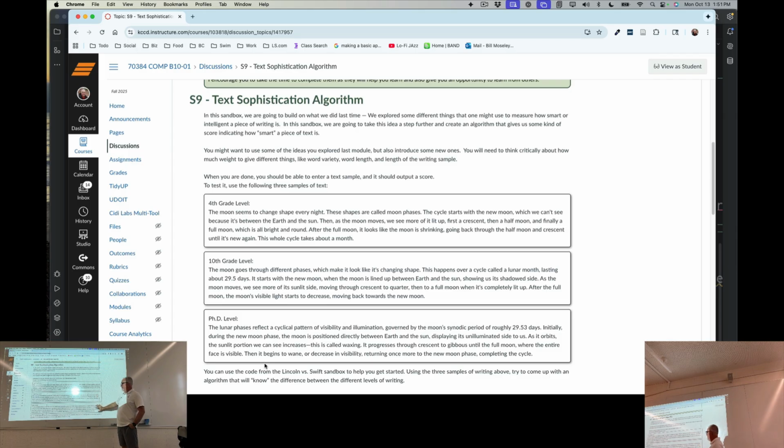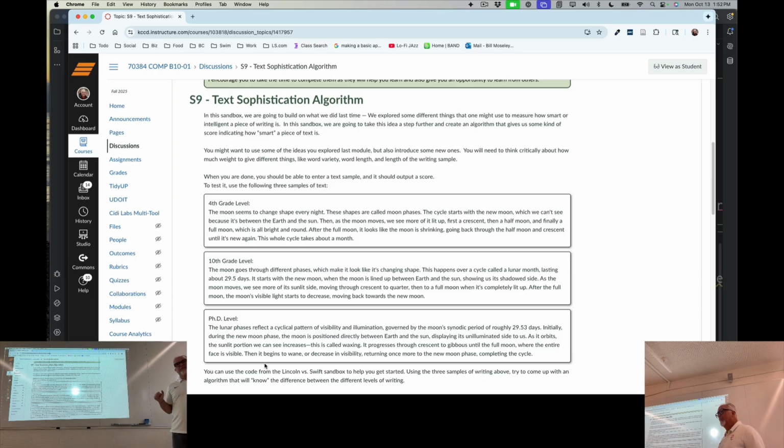3 pieces of text. The 3 pieces of text all talk about the same thing. They describe the phases of the moon, full moon, crescent moon, that sort of thing. However, one is written for 4th graders, one is written at the 10th grade level, and another one is written at a PhD level. If you read them, you'll see that the language is more advanced.